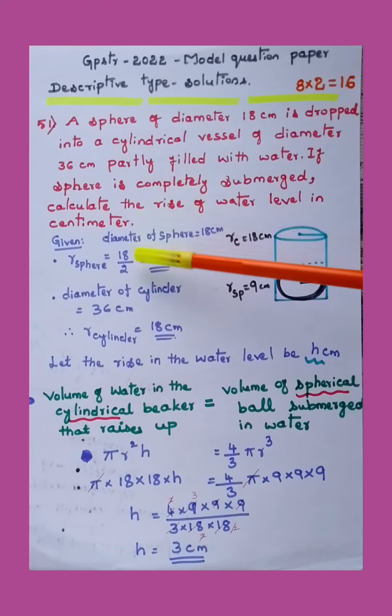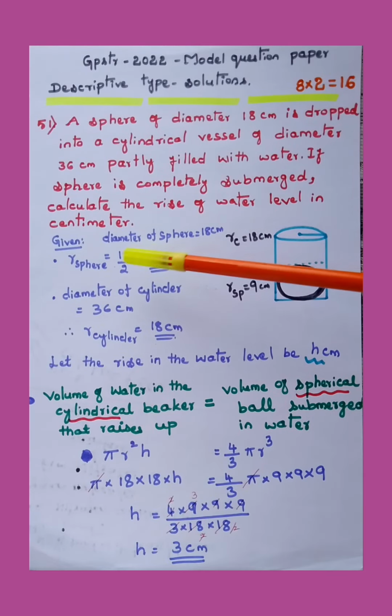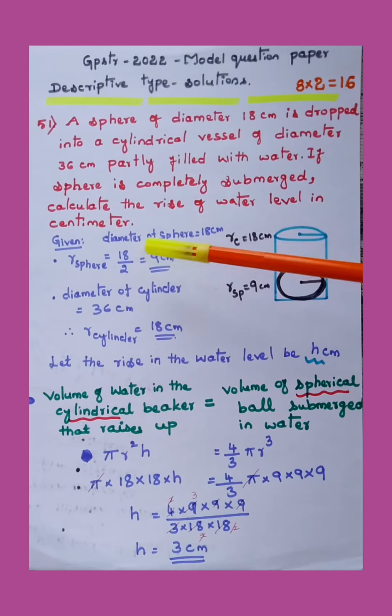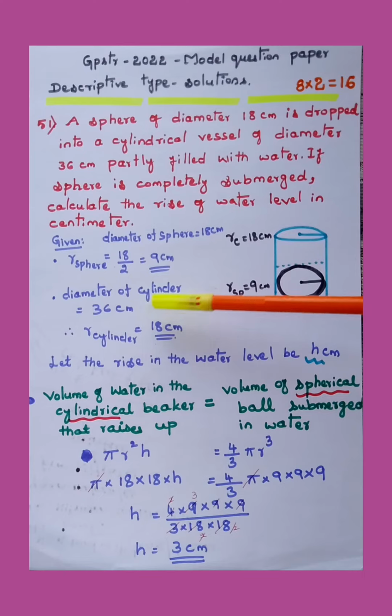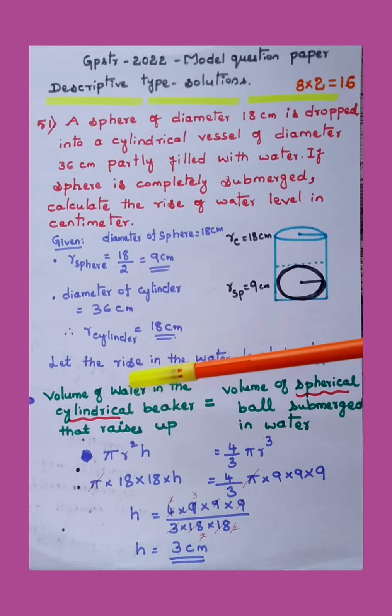Therefore, we can write in given, diameter of the sphere is equal to 18 cm. Therefore, radius of the sphere is 18 by 2, which gives us 9 cm. You need not write all this. You can just write directly this 9 cm. And diameter of the cylinder is 36 cm. Therefore, radius of the cylinder is 18 cm. And let the rise of the water level be h centimeter.